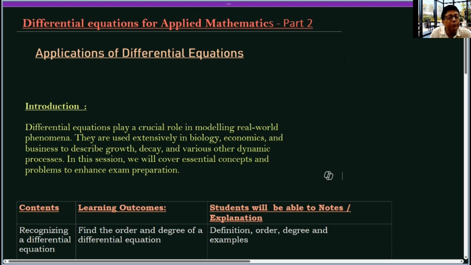This session is meant for them, those who are thinking what exactly to practice before the board examination.